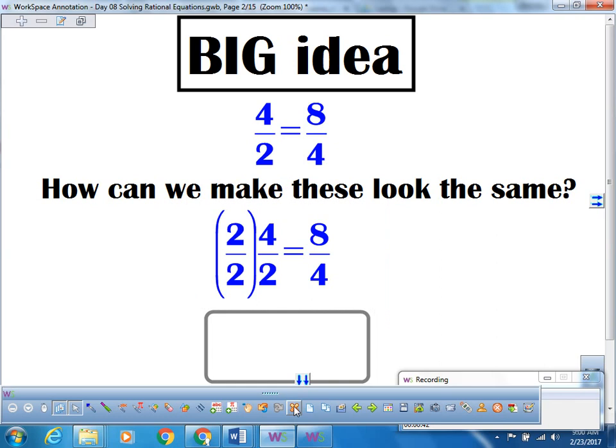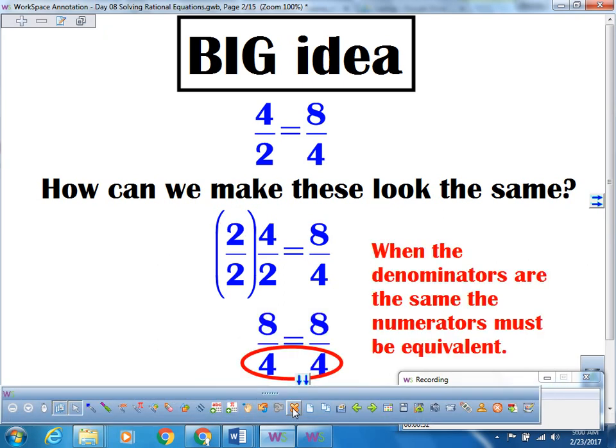Okay, we multiply by a 1. So the one we want to use happens to be 2 over 2, right? And that would make it look the same. So when the denominators are the same, the numerators must also be the same, right? Isn't that true? You don't think so? I'm telling you, if the denominators are equal, the numerators are equal. They have to be.